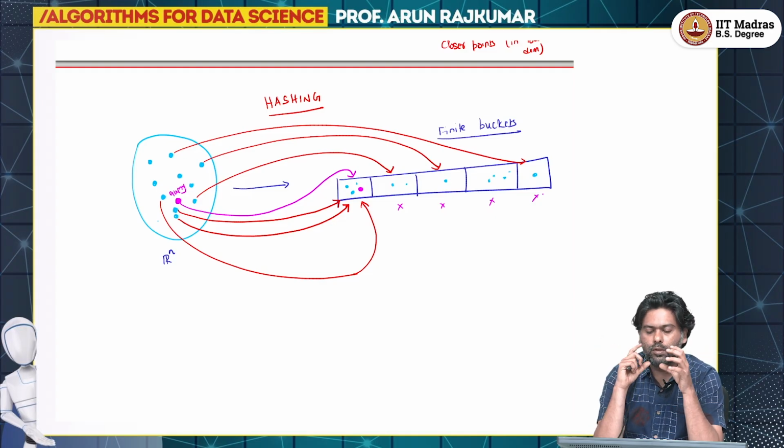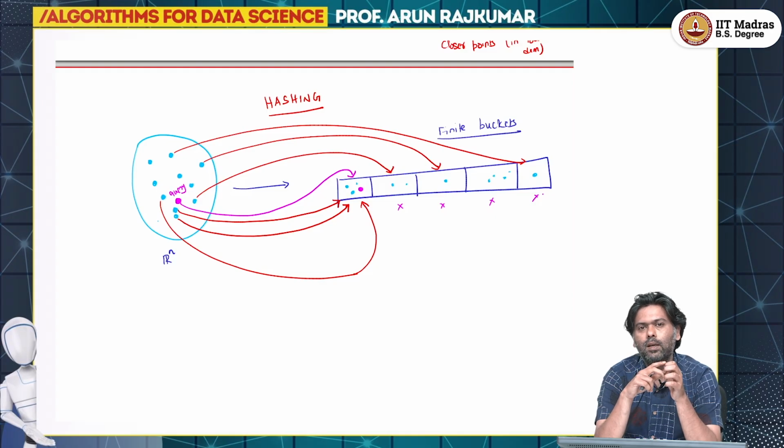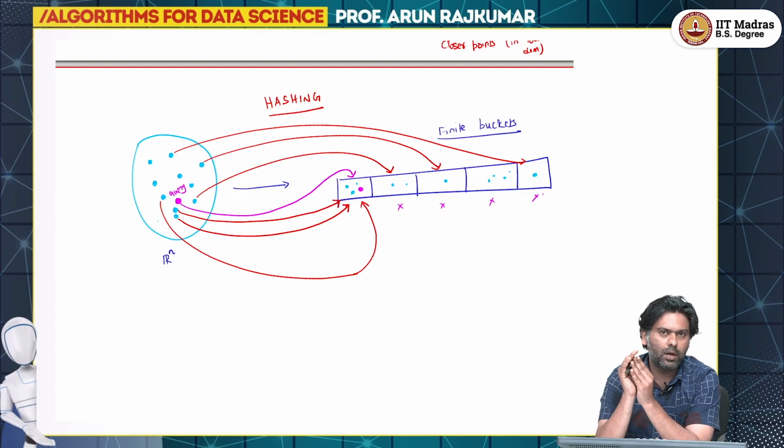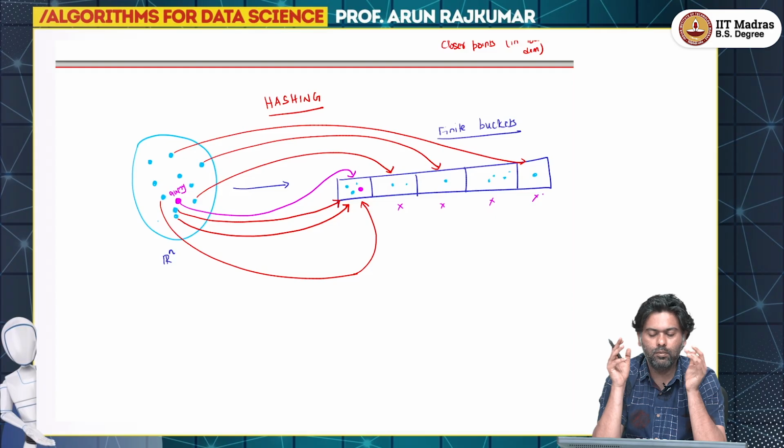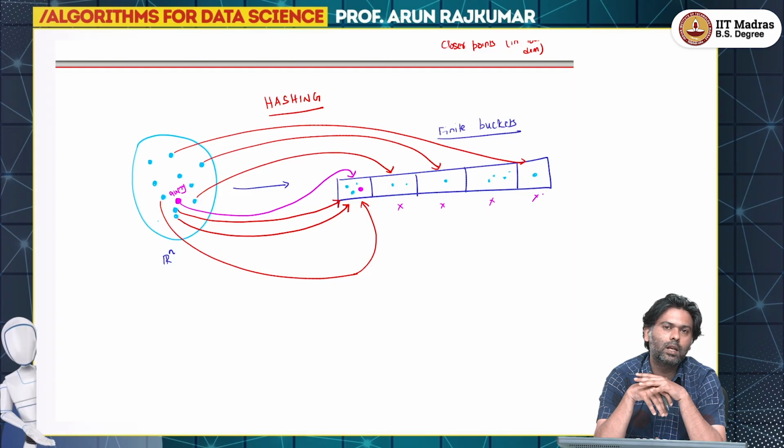So, if 2 points are close in the original space, then they should get into the same bucket, so that if they happen to be the nearest neighbor of a query point, that point will also get hashed to the same bucket. Which means that the chance, well, eventually we will talk about probability, but you are more likely to find the nearest neighbor in the bucket where the query point gets hashed to.